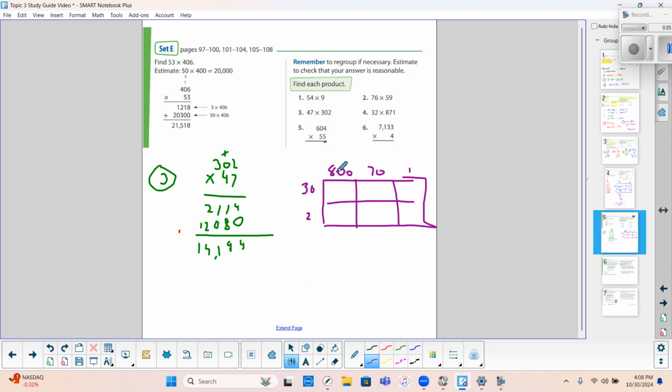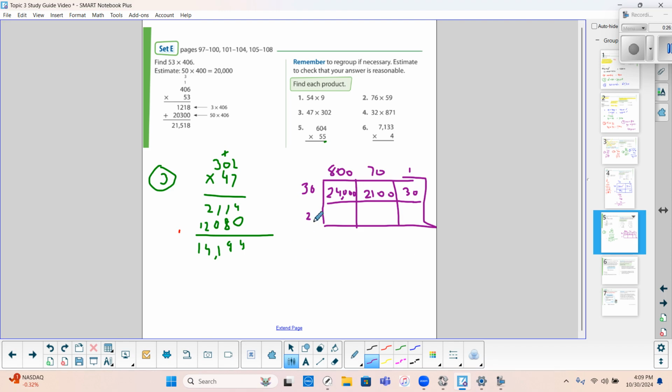So 30 times 800. Well, 3 times 8 is 24. And there's 1, 2, 3 zeros behind it. So that's 24,000. All right, 30 times 70. Well, 3 times 7 is 21. And then I'm going to put 2 zeros behind that. And 30 times 1. Well, 3 times 1 is 3. And I'm going to put 1 zero behind that, which should make sense that anything times 1 is itself. So 30 times 1 is just 30.